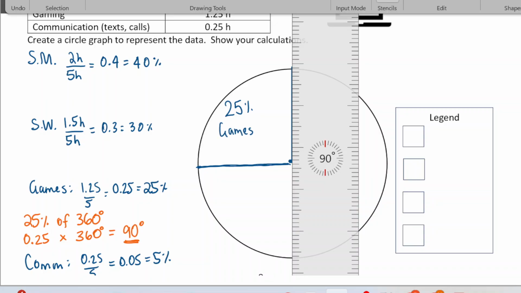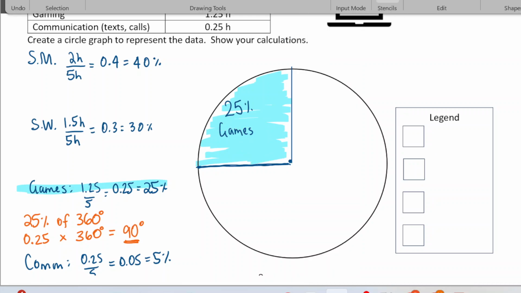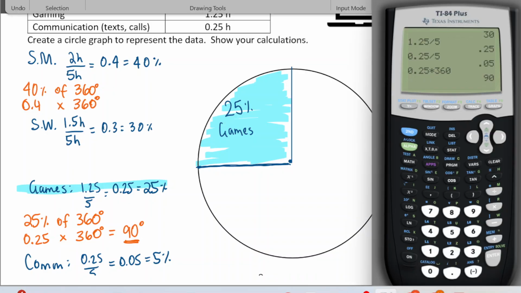Okay, I'm going to use different colors, so I'm going to do that one in blue. All right. I'm going to get rid of the ruler now. If you want, you can pause here and see if you can calculate the other angles that we want to use. Let's do social media next. So we're going to do 40% of 360 degrees to get the social media. So 0.4 times 360, because our calculator works in decimals. So 0.4 times 360, 144 degrees.